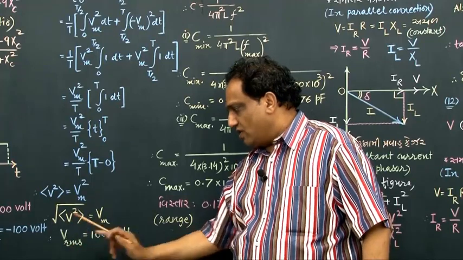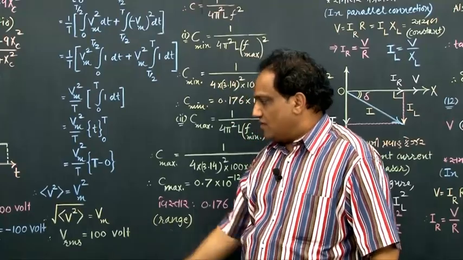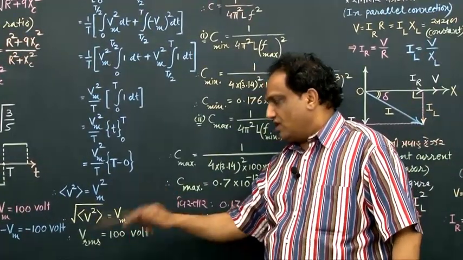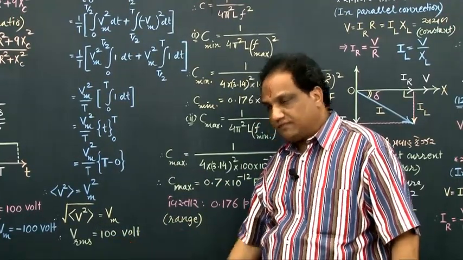And now, this is nothing but the root mean square voltage. By symbol, it is V RMS. And Vm is how much? Vm is nothing but 100 volt. So, the RMS value of the voltage in this case is coming out to be 100 volt, correct?